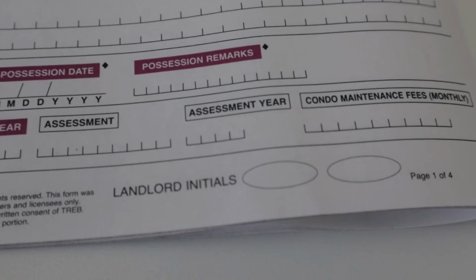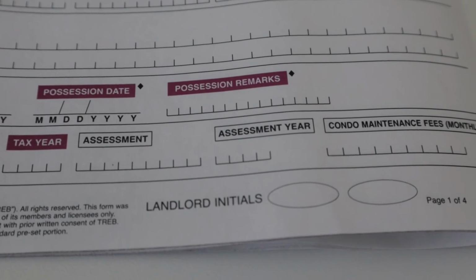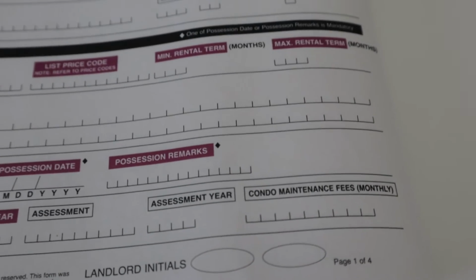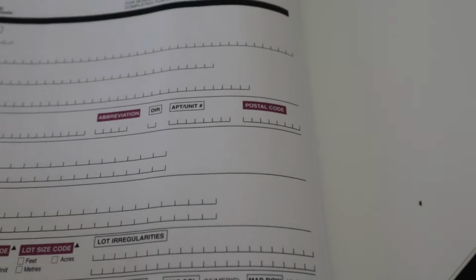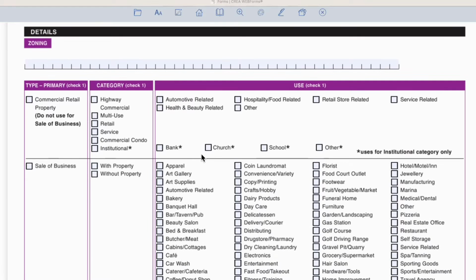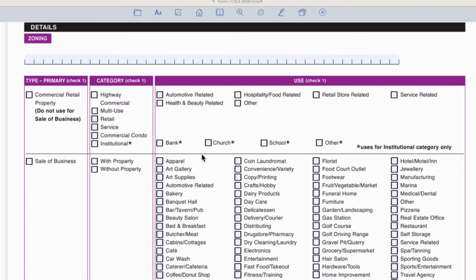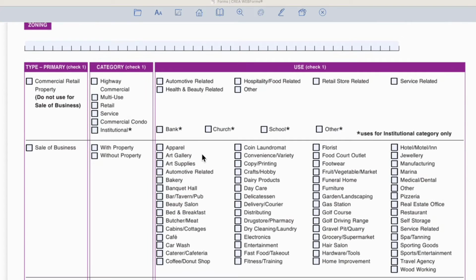Tax year. Well, we know that. Yeah. Assessment. That's not required. You can find the assessment by going into Geo Warehouse and MPAC, etc. Right? Mm-hmm. It's also on the tax bill. All right. Type, which in this case would be commercial retail.